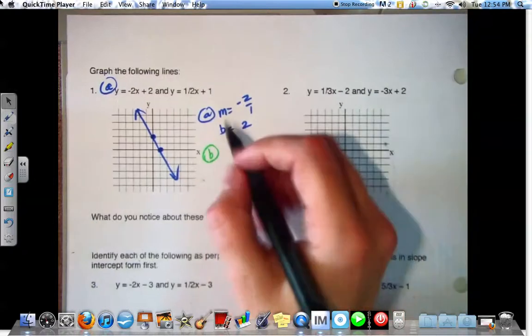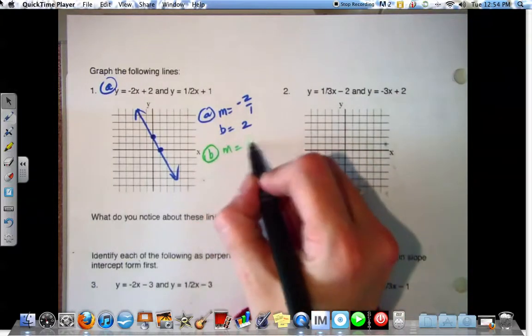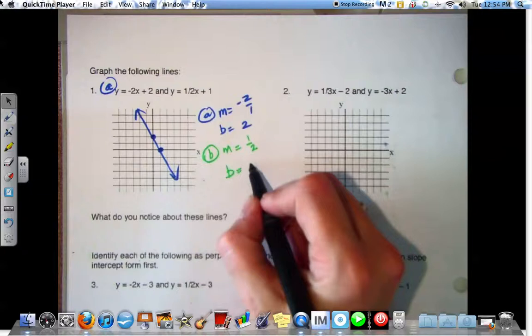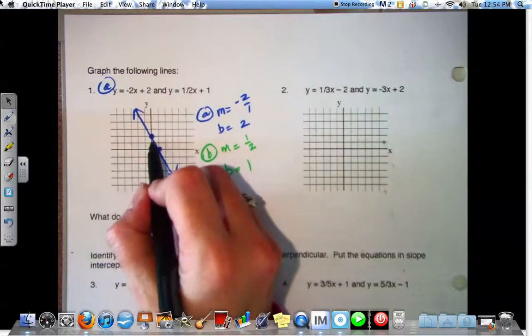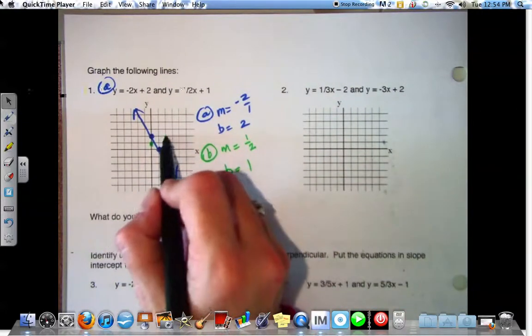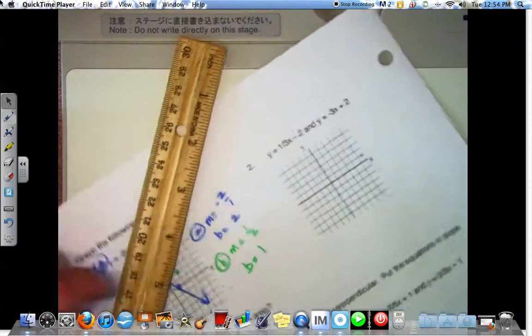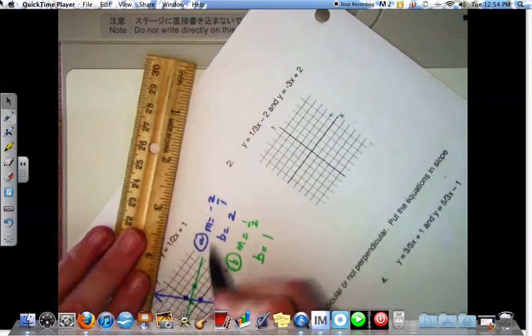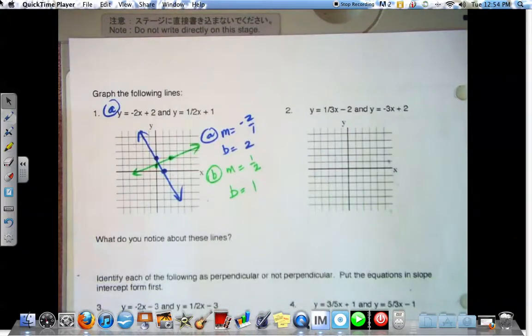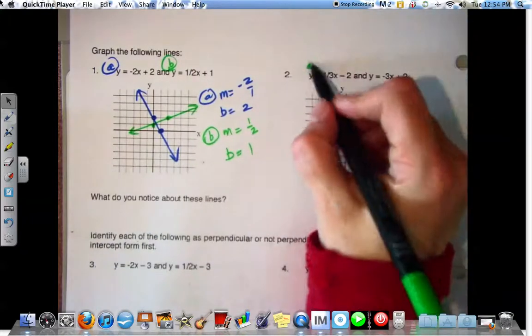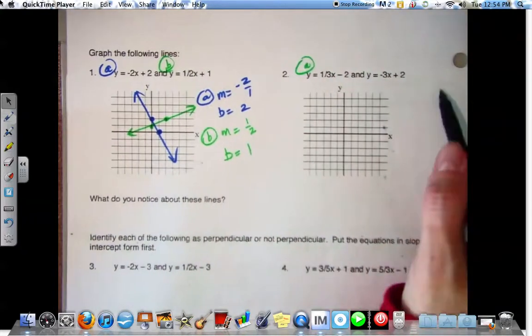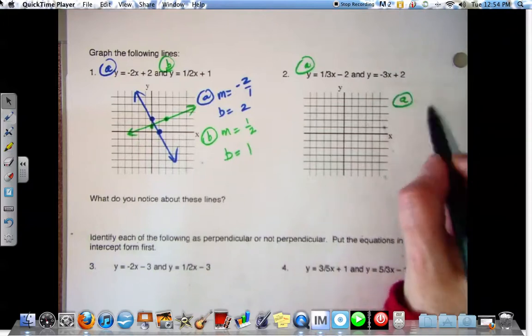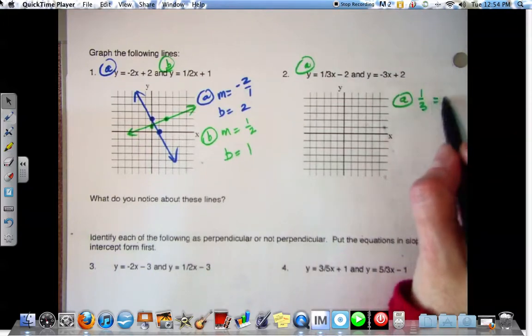Second equation, what is your slope? And your y-intercept. Number 2, y equals 1/3 x minus 2. What's your slope? And your y-intercept.